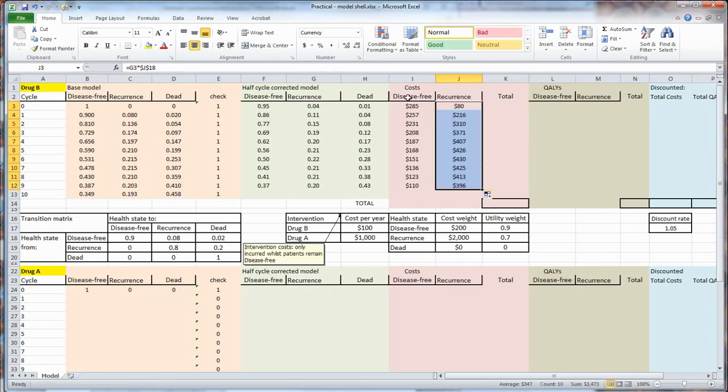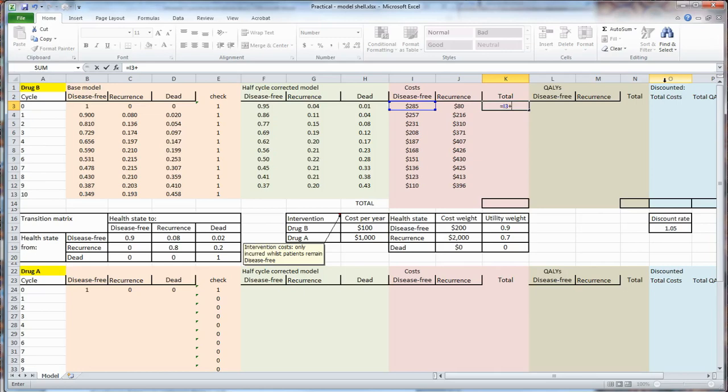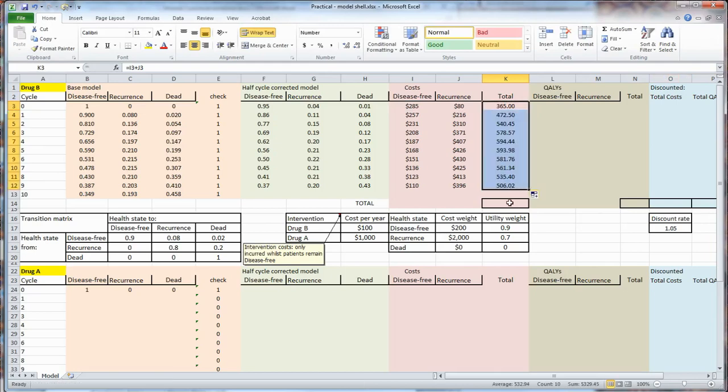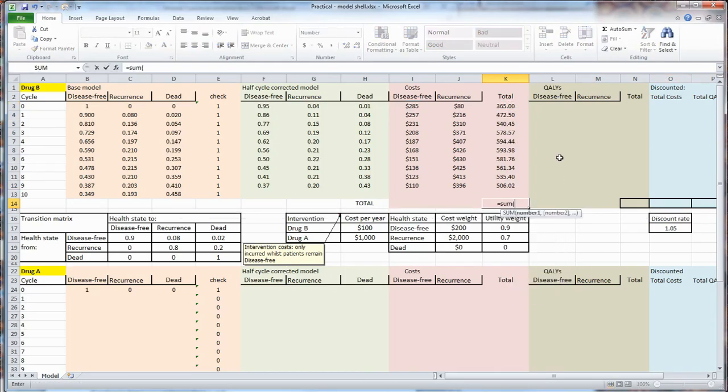So we've got the cost of disease-free and the cost of recurrence for each cycle, so we can estimate the cycle costs as the disease-free plus the recurrence costs, and copy those down. And we get a total cost as the sum of those costs across each cycle. So that's our total costs.